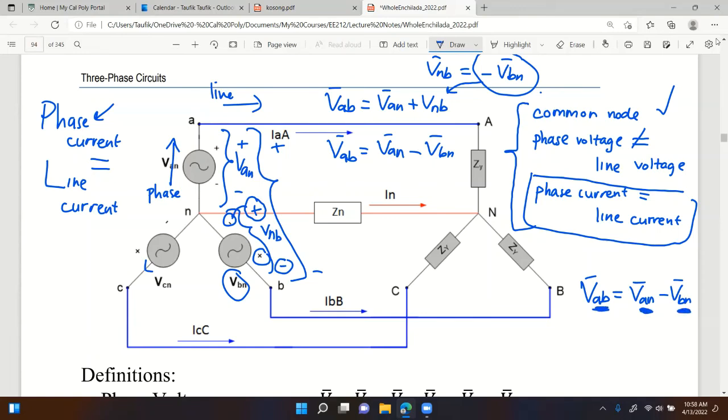Now, can you tell me what VBC is? Following the subscript, line-to-line BC, can you express it in terms of phase voltages? Can you guess what that is equal to? Anybody? It will be equal to? Follow the subscript.